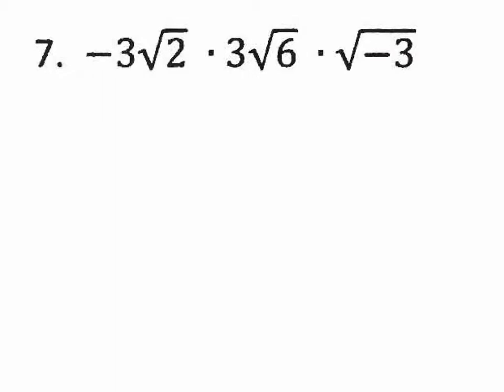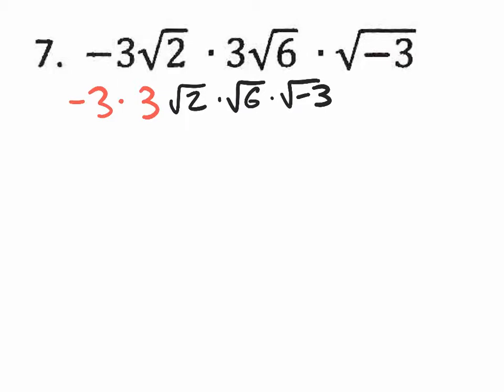Rearrange. Let's write the numbers first. -3 times 3. And then let's write the radicals next. The square root of 2 times the square root of 6 times the square root of 3, negative, right? So -3. So we could easily, everybody understands how I rearranged it, right? Okay, now let's do, what is -3 times 3?